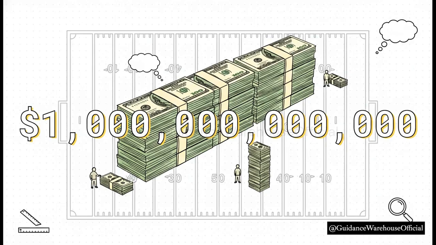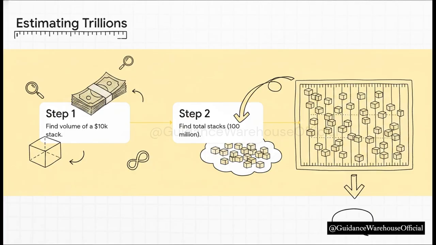A friend of yours guesses maybe 3 inches. Another friend confidently guesses 10 feet. Who's closer? Let's use our approximations to find out. We're going to break this guesstimate down step by step.